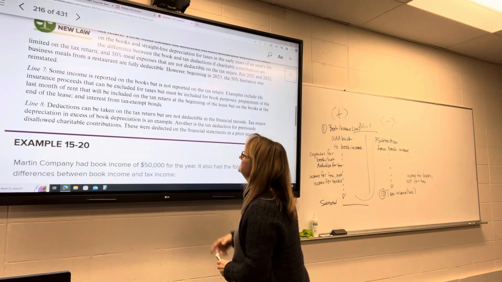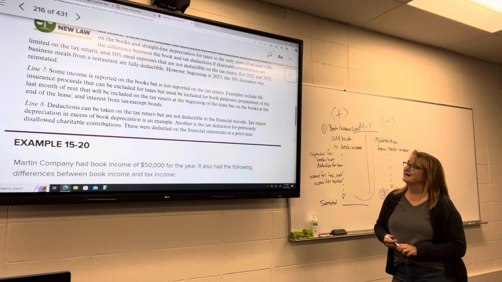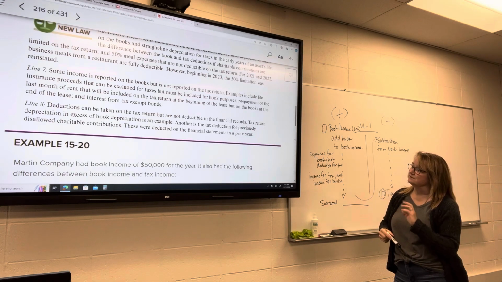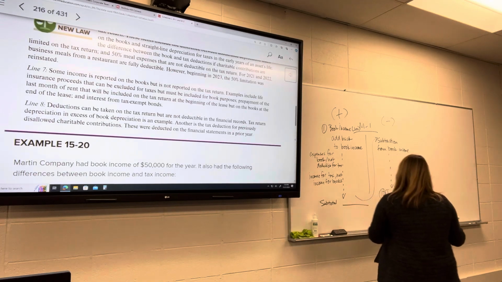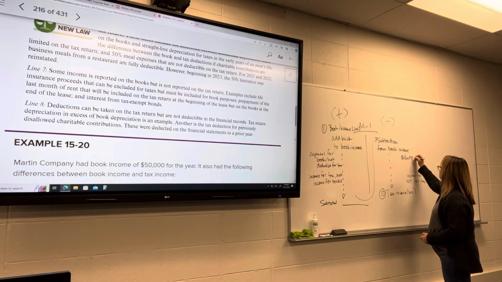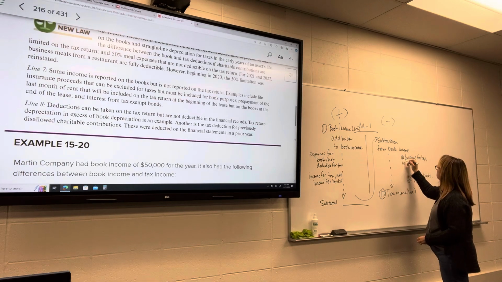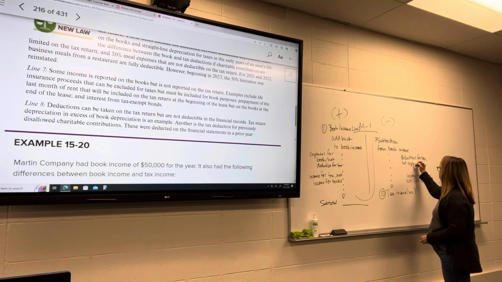And then we have deductions taken on the tax return, but not taken in the financial record. So we've got expenses, or actually deductible for tax deductions, not expensed on books.